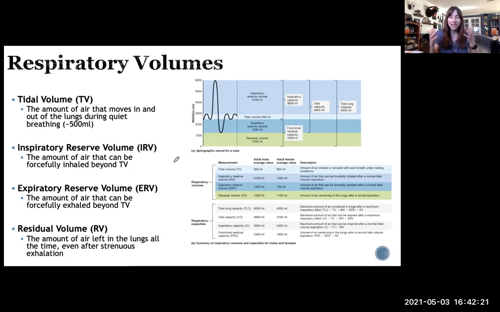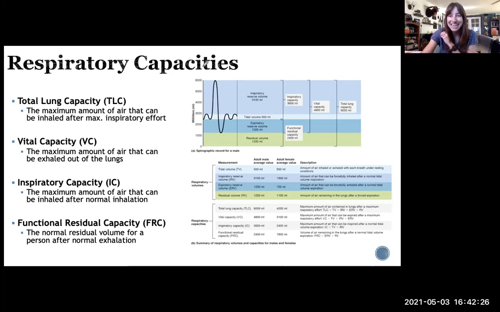So the volume is just the amount, okay? The capacity is like the maximum amount, the max volume, okay? So the capacity you can also think of as max volume. The capacity. The ability, your maximum ability, okay? The total lung capacity is the maximum amount of air that you can squeeze into your lungs with the maximum inspiratory effort. Oh, that's the capacity, that's the max, the upper limit.